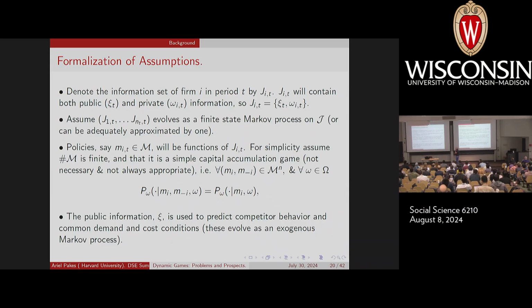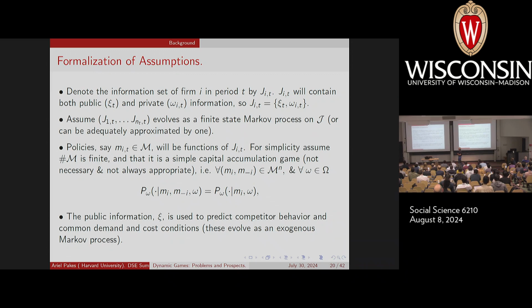I'm going to let the policies be m_it, and I'm going to assume there are finitely many possible policies. They have to be a function of J_it: I've got to choose my policy as a function of something I know. I'm assuming the number of policies is finite just for simplicity. I don't need that, and in the empirical work we don't assume it.